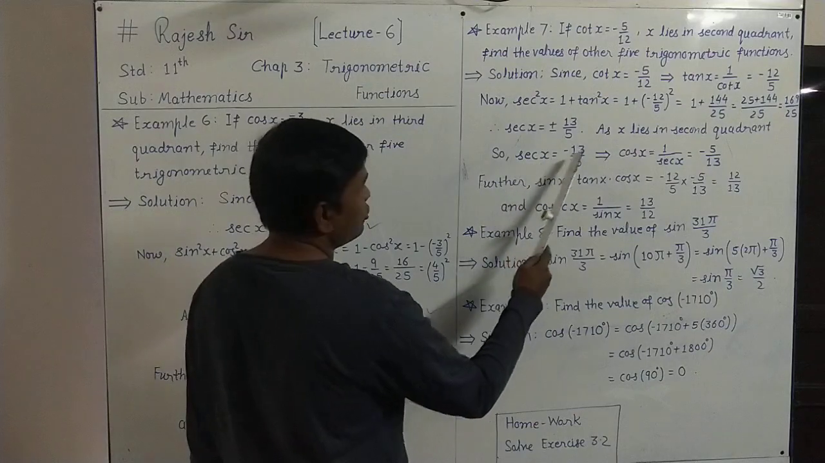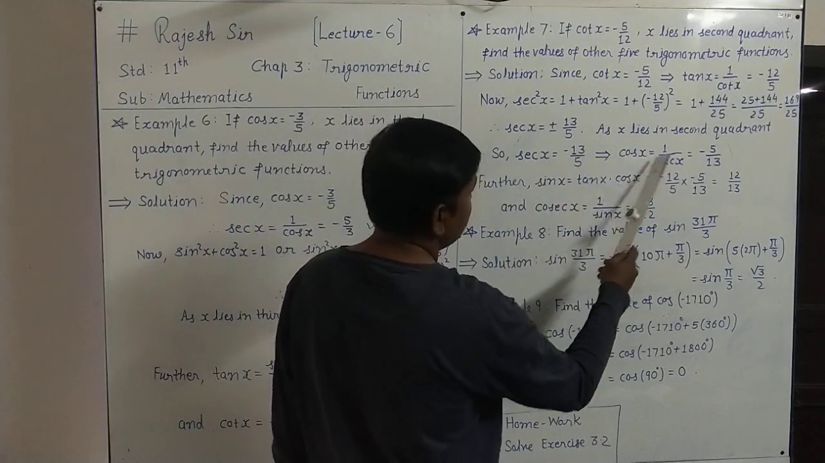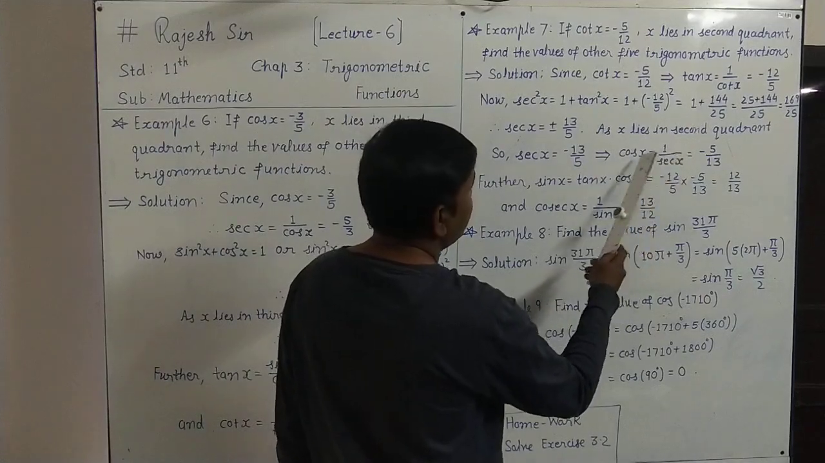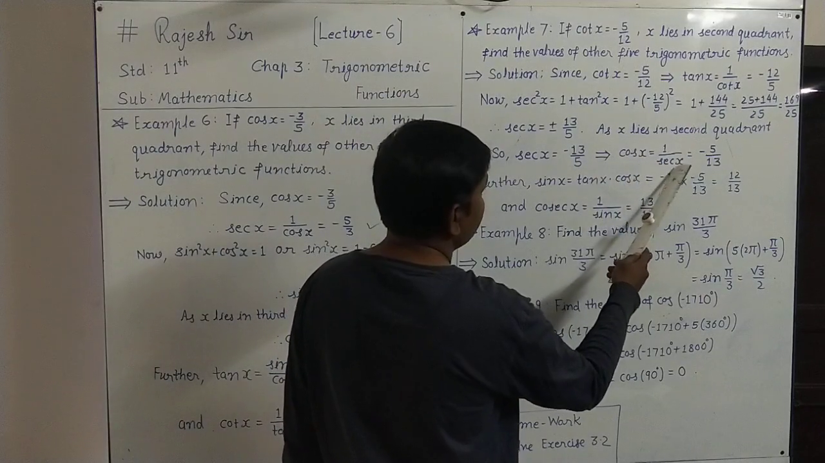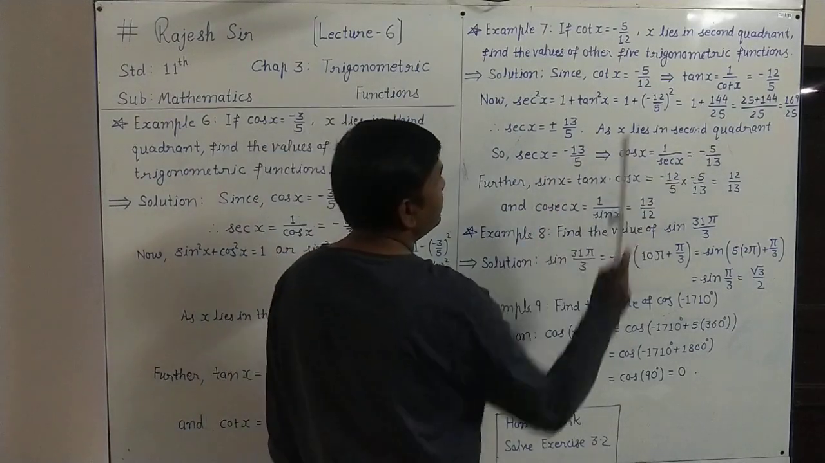As we have sec x equals minus 13 by 5, its inverse function cos x we have. Cos x equals 1 upon sec. To get cos x, we have to take the inverse of the value of sec x. Sec x is minus 13 by 5, so its inverse is minus 5 by 13.